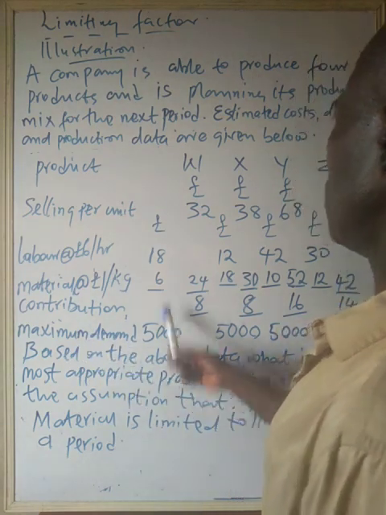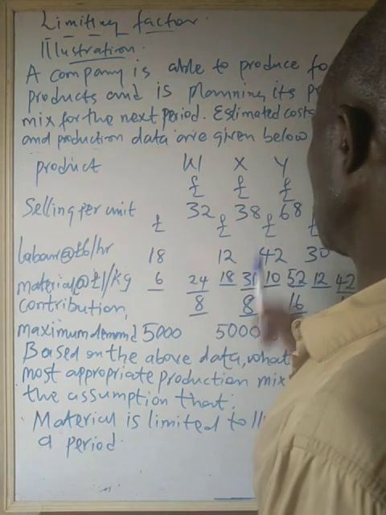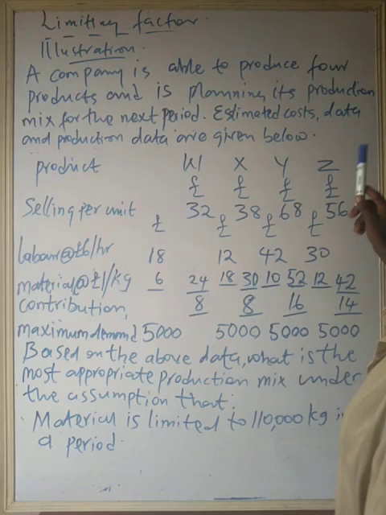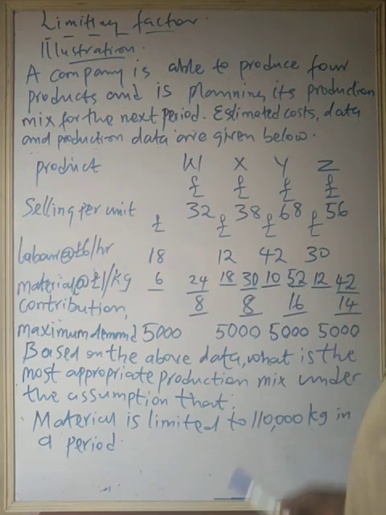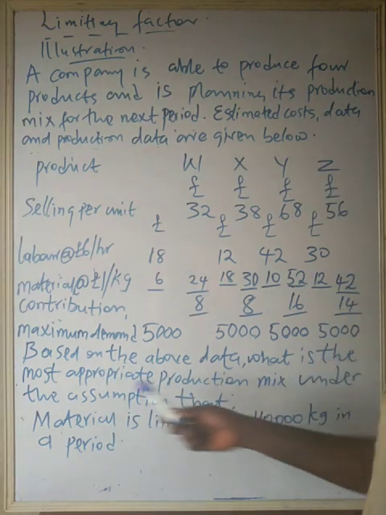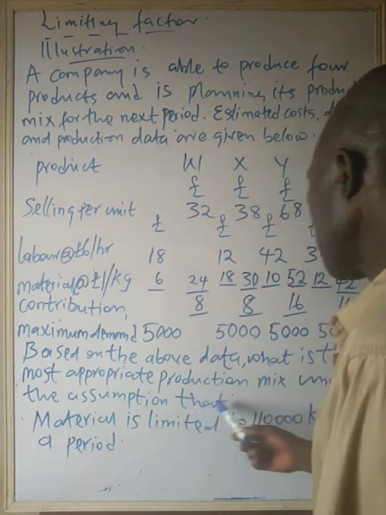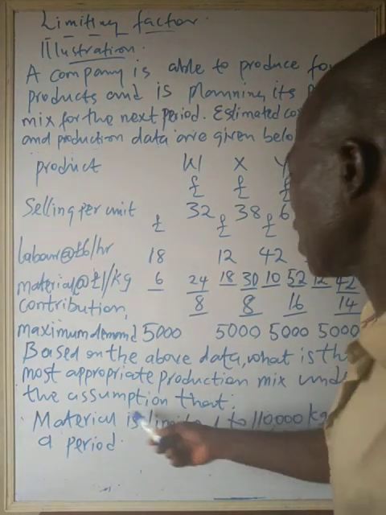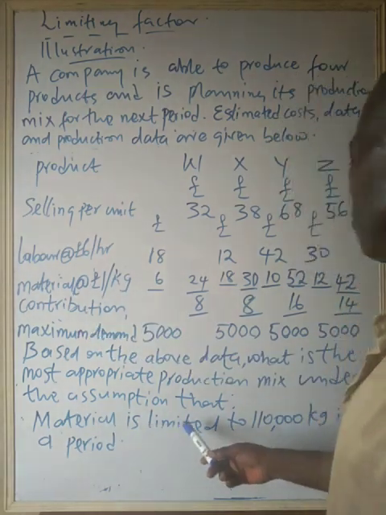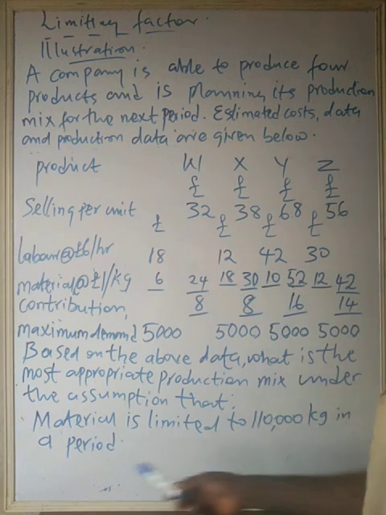Maximum demand for W, 5,000. Maximum demand for X, 5,000. Maximum demand for Y, 5,000. Maximum demand for Z, 5,000. Based on the above data, what is the most appropriate production mix under the assumption that material is limited to 110,000 kg in a period?